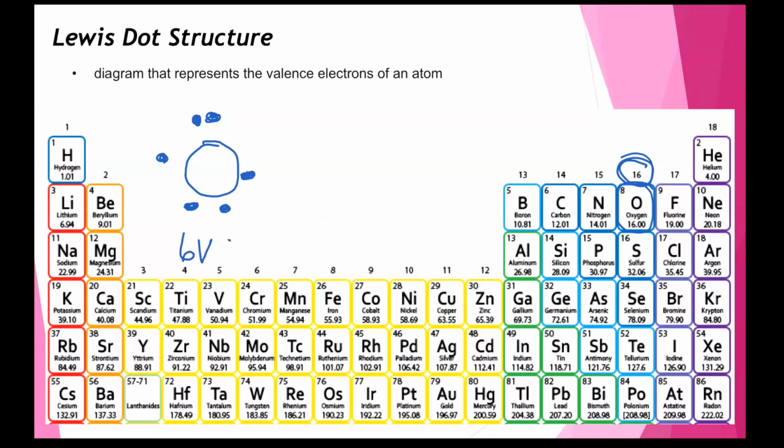Let's try doing the dot structure for chlorine. So chlorine is in group 17. So chlorine is going to have 7 valence electrons. I'm going to put my chemical symbol Cl, and then I'm going to go 1, 2, 3, 4, 5, 6, 7 valence electrons.